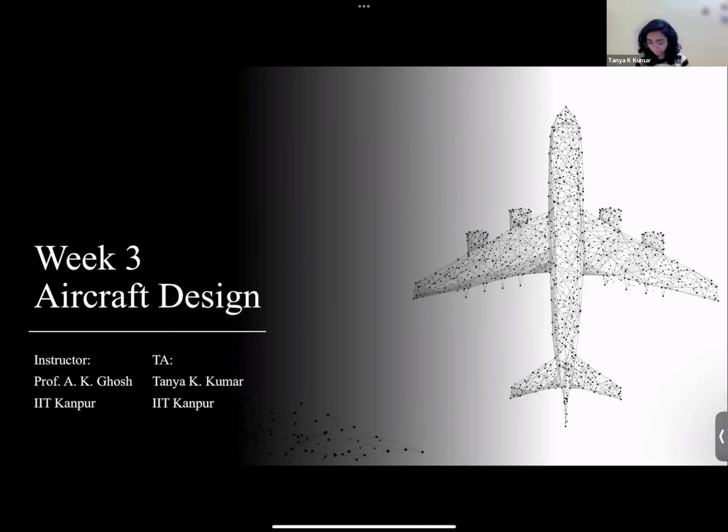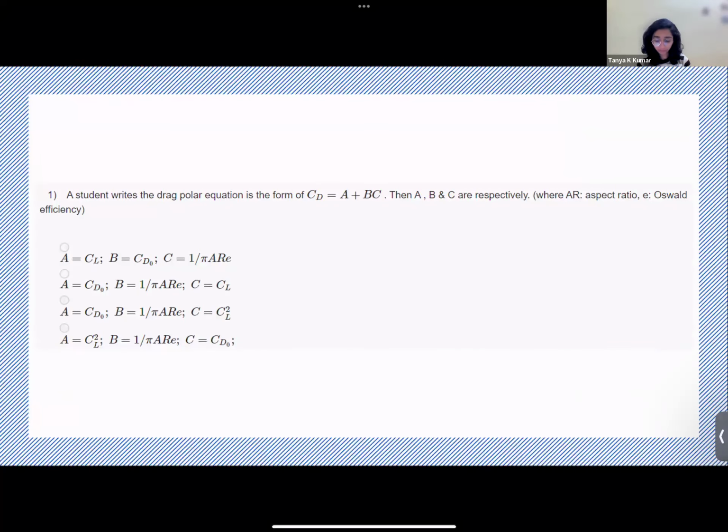So let's begin. The first question was: a student writes the drag polar equation in the form CD equals A plus B C. Then A, B, and C are respectively what? Given that aspect ratio is AR, and E is the Ostwald's efficiency. So which one do you think is the right answer?